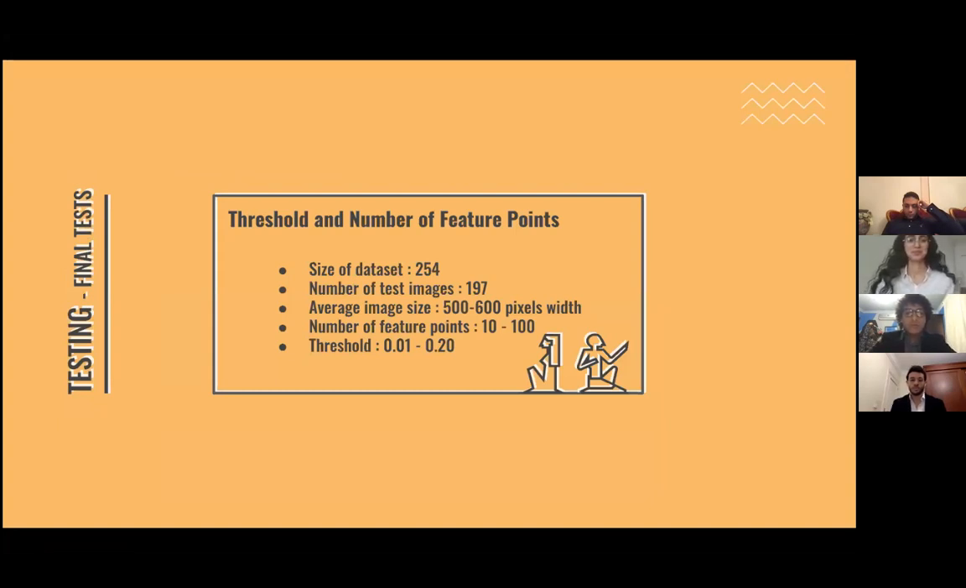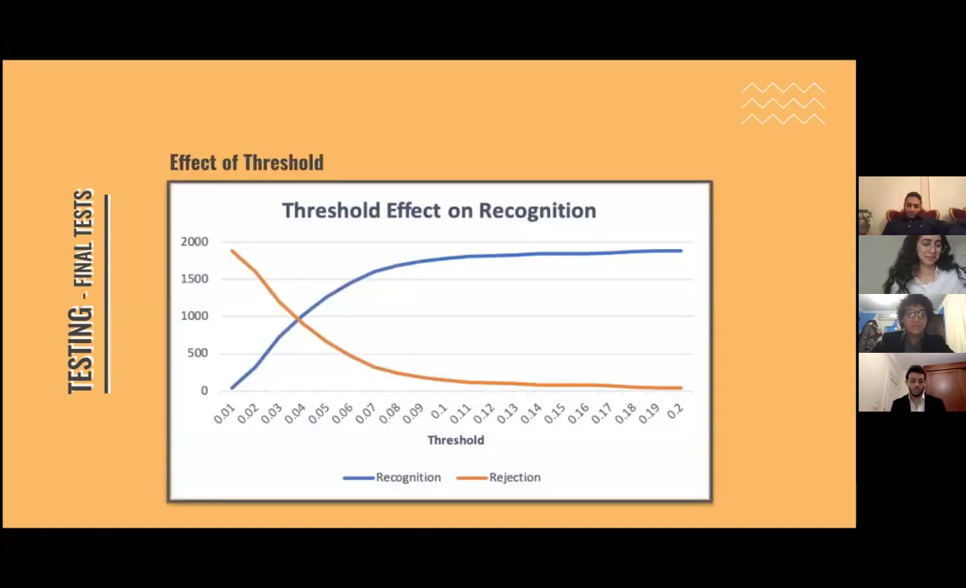For our final test, we used our final data set that contains more than 250 test images with the same width as the tests before. However, we used a narrower range of numbers of feature points because when we widened our data set, some images could not give more than 107 feature points. So we took the number to be from 10 to 100 with step 10. However, we widened the threshold range from 1% to 20%.